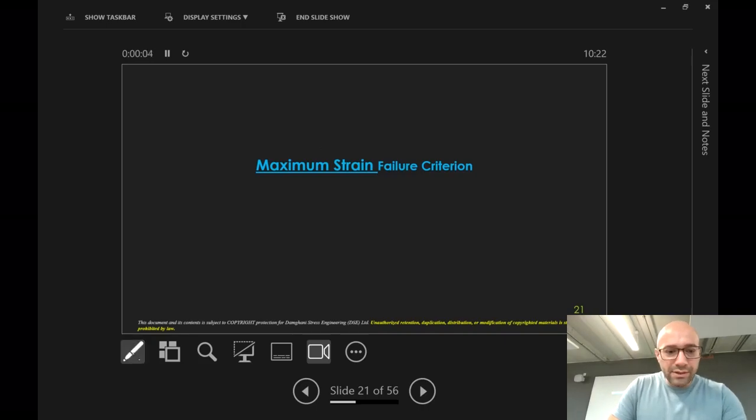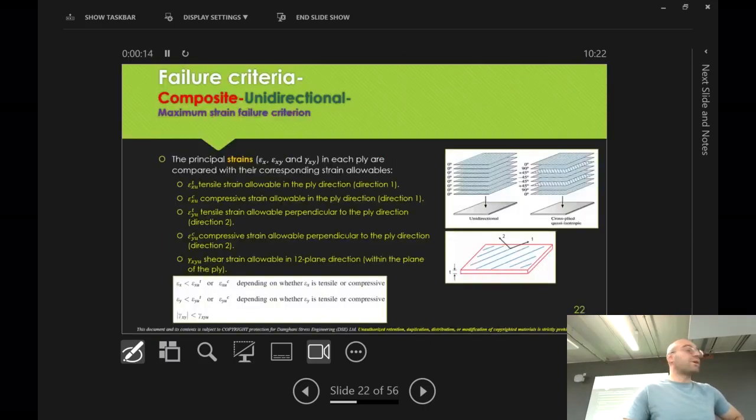So that's the maximum stress criterion, which is massively used. It's quite a common failure criterion that many people use. Maximum strain is another one. So instead of dealing with stresses, they say, let's see the maximum strain. Compare the strains with the failure strain. If strain in the x direction is less than the failure strain, we are okay. Very simple. Strain in the y direction less than the failure strain in the y direction, we are okay.